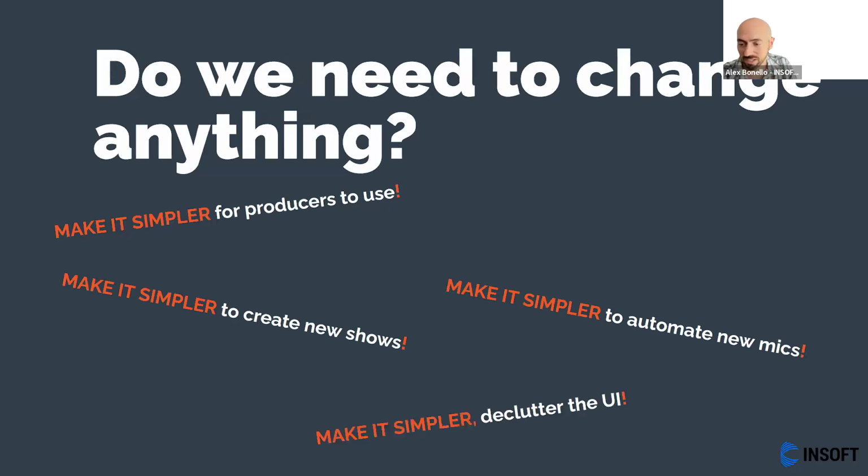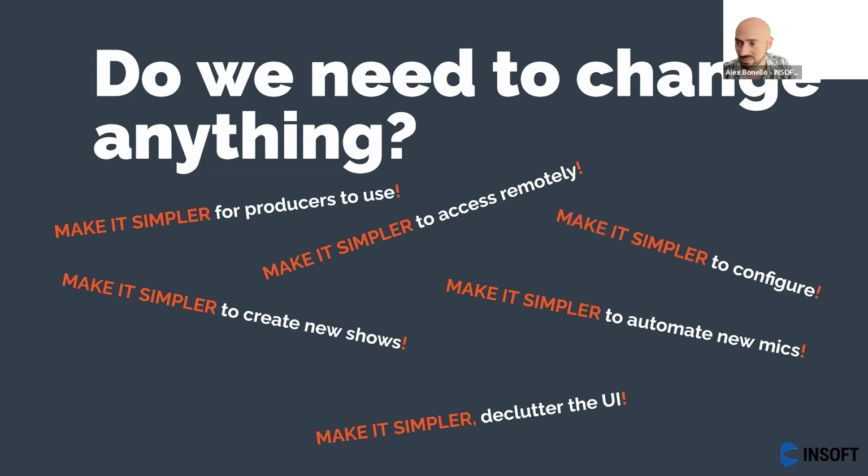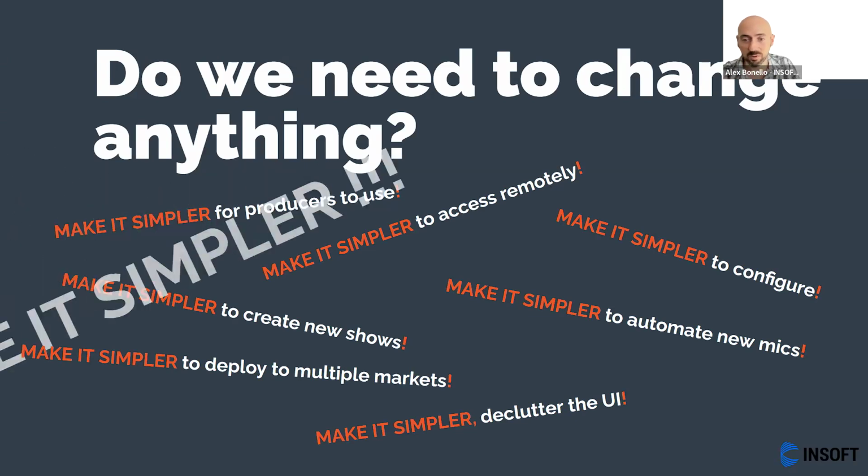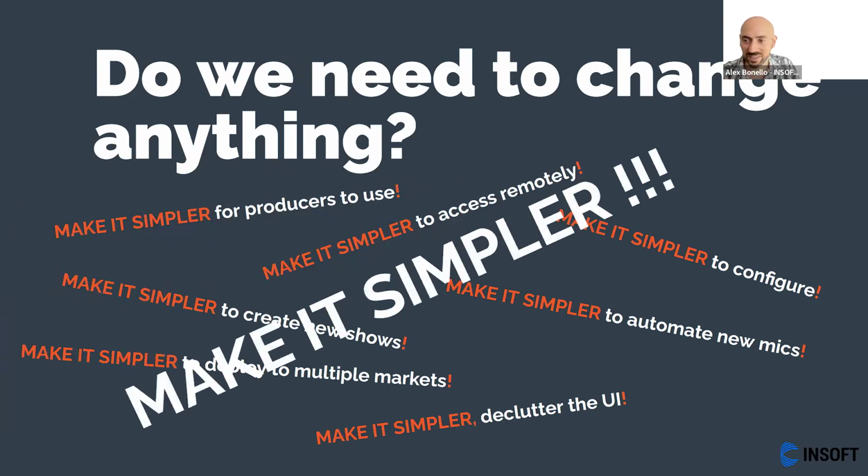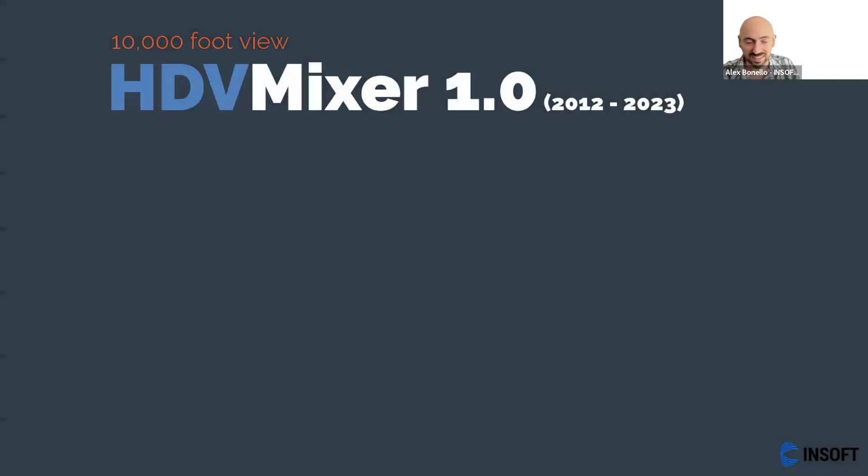Okay. Make it simpler, the clutter, the UI. Okay, well, maybe the UI is a little bit cumbersome. Make it simpler. Provide remote access. Yeah, we didn't provide remote access. Make it simpler to configure. Make it simpler to deploy to multiple markets. We never thought about that originally. So the theme was make it simpler, right? And that's where the AI comes in.